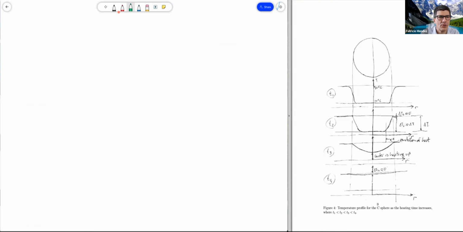So what are these curves? Here we have our sphere. Let's make the axis of symmetry. Okay, and let's consider different stages in time.